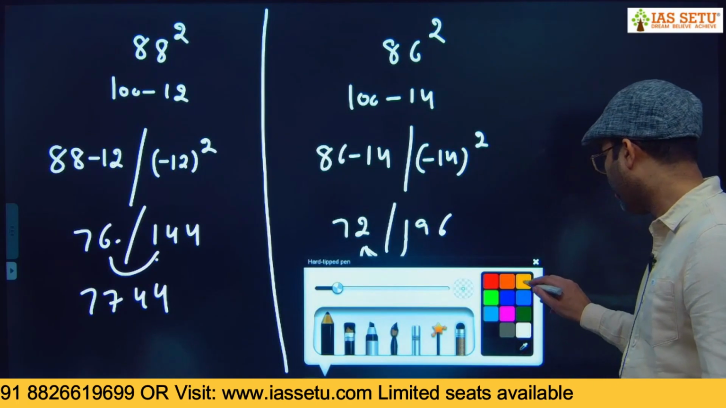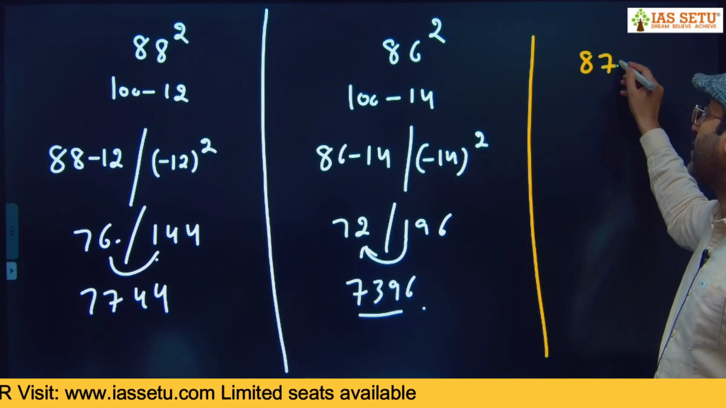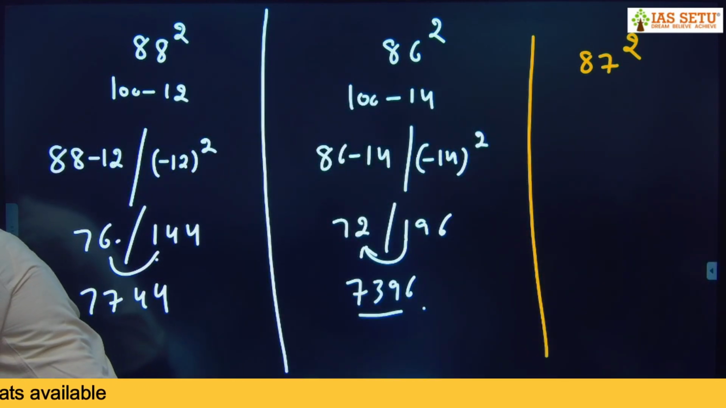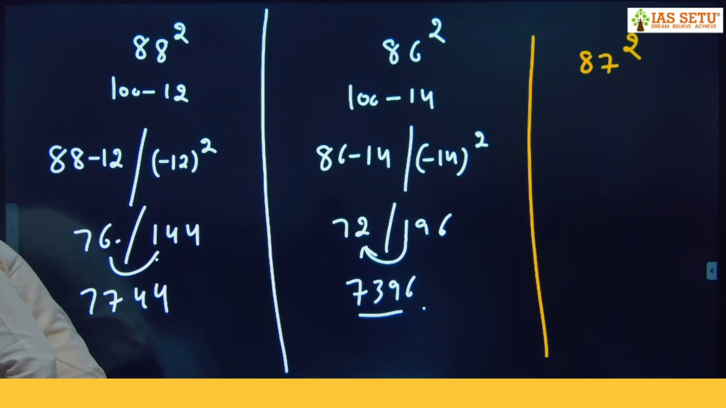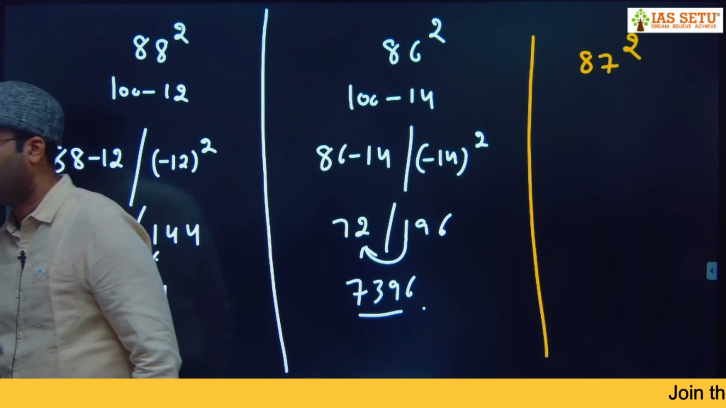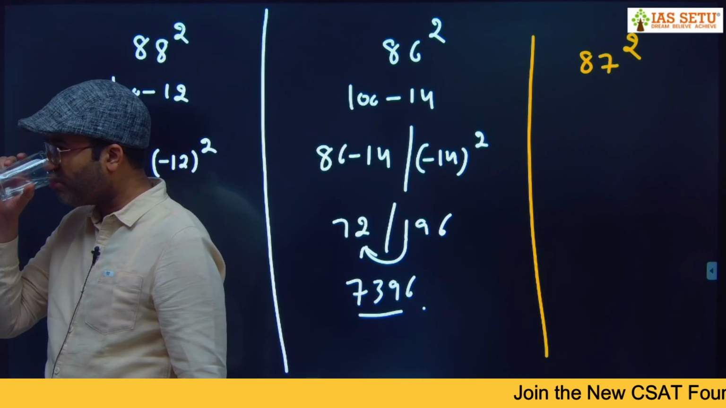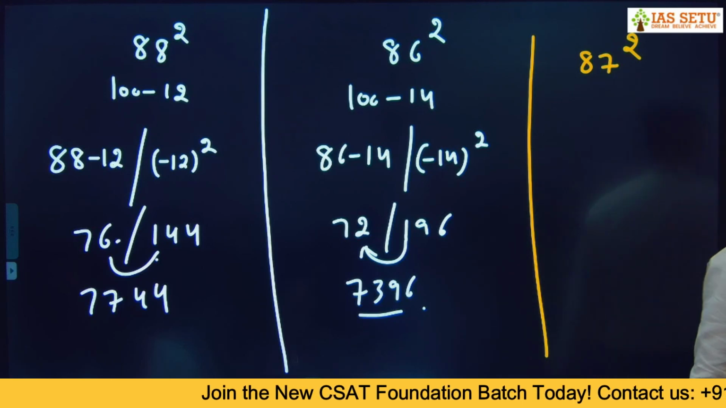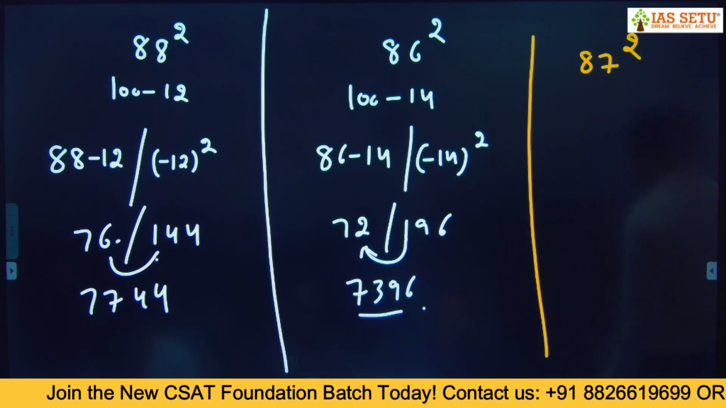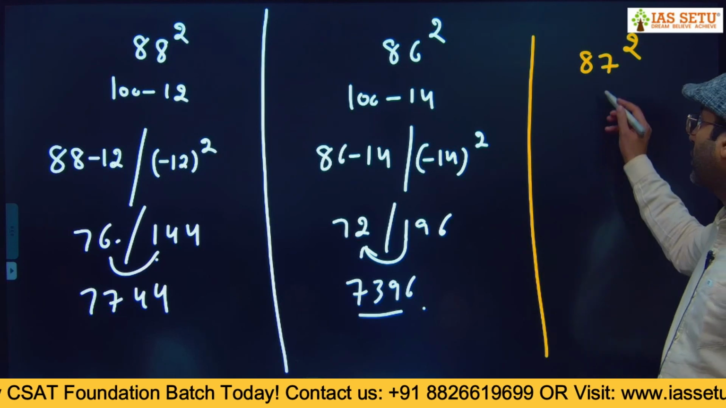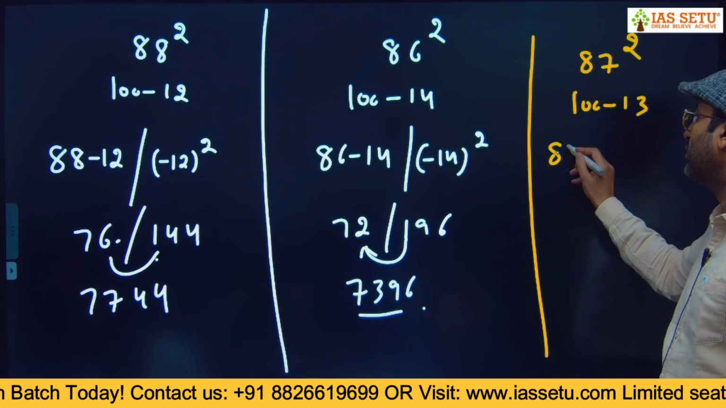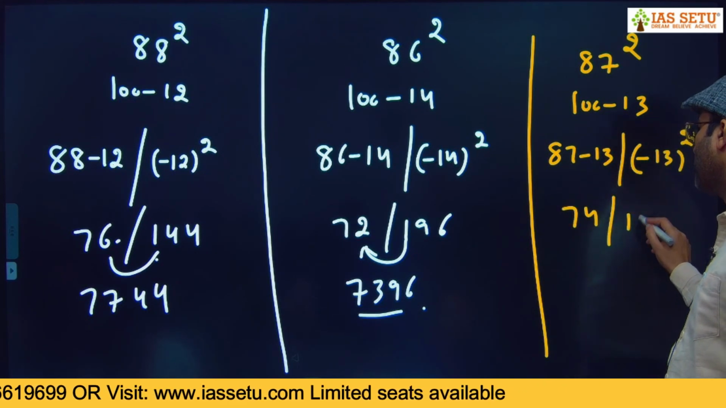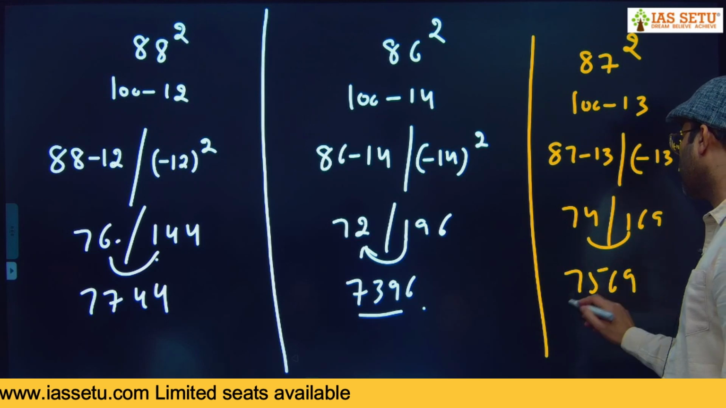Now you try 87 square. Done. What is the answer? Now here it is 100 minus 13. Left side value is 87 minus 13, and minus 13 square. This is 74169. 1 carry forward, 7569.